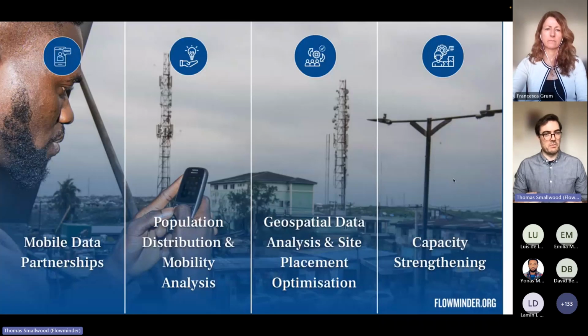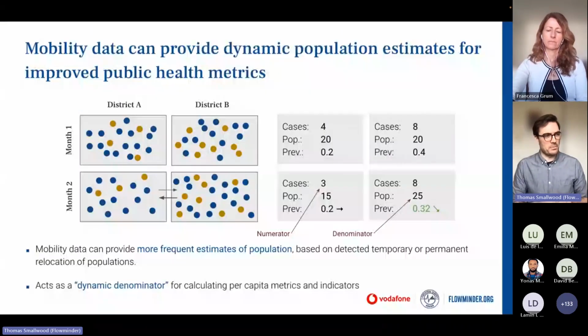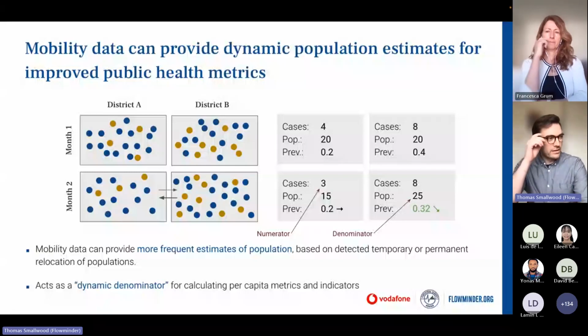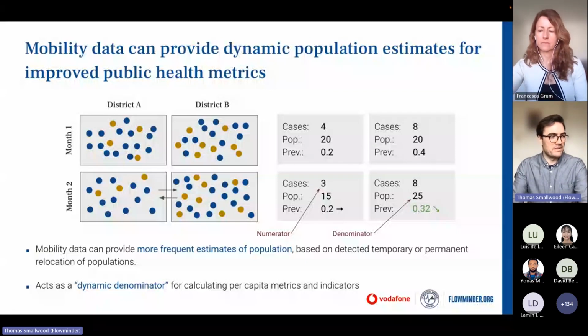Now, if we didn't understand population mobility, we might therefore assume that prevalence has gone down in District A and stayed the same in District B. However, when we take into account the mobility of the population, and we concede that District A now has a population of 15 and District B has a population of 25 because more people have moved from District A into District B than from B into A, we can actually see that in District A, the prevalence of the condition has stayed the same at 0.2, whereas in District B, the prevalence has in fact gone down. And the value that mobility data provides is that we can get more frequent estimates of population based on detecting the temporary or permanent relocation of populations.